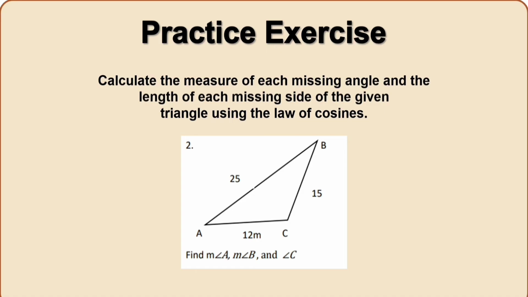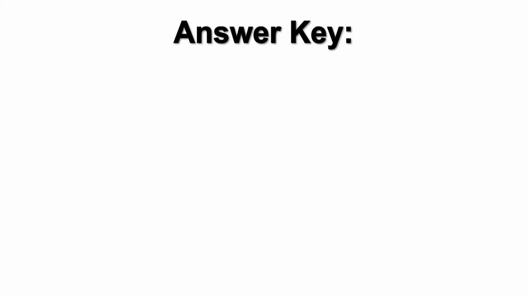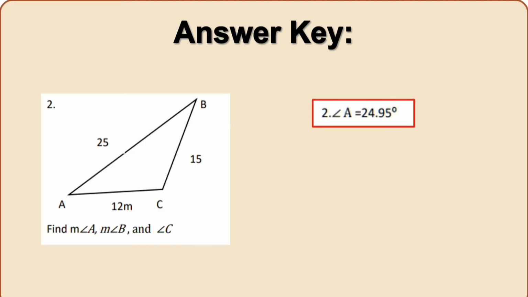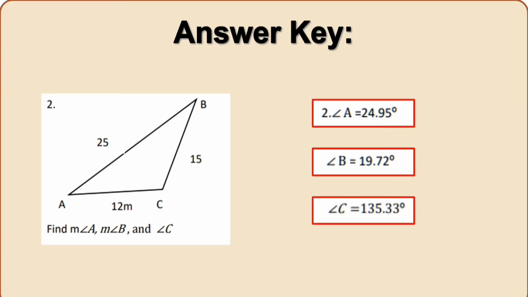Timer starts now. Time's up. The correct answers are angle A, we have 24.95 degrees. Angle B is equal to 19.72 degrees. And angle C is equal to 135.33 degrees. Did you get again all the correct answers? Wow! Great job, my dear students!